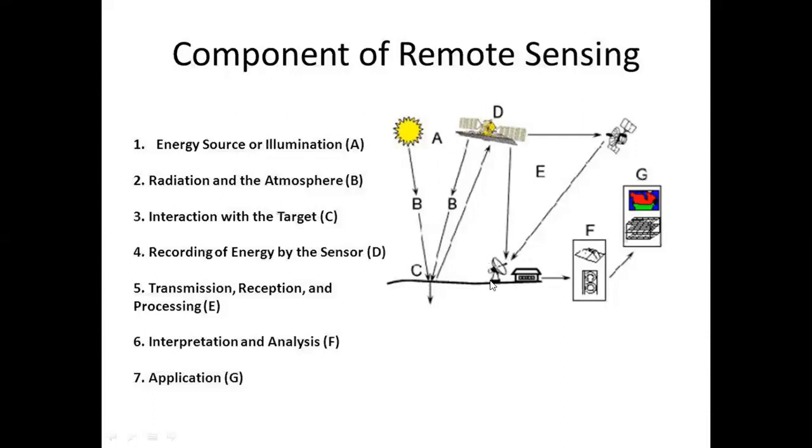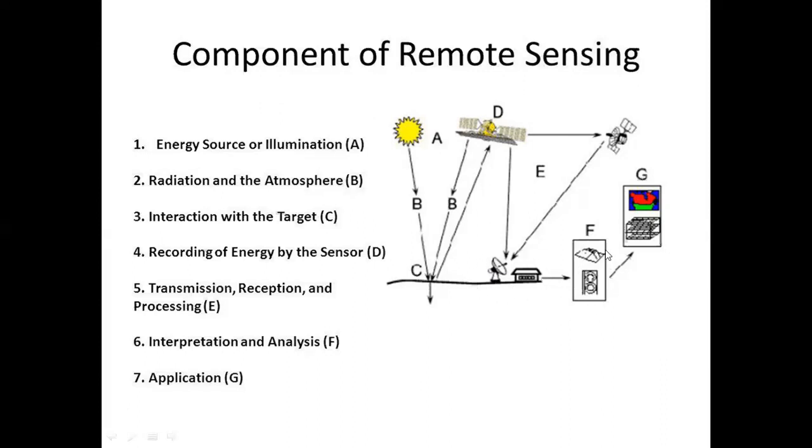So the fifth part of remote sensing is very important, where the data received from the sensor is then transformed into different file formats, and finally the process for the output happens in this fifth component of the remote sensing process.